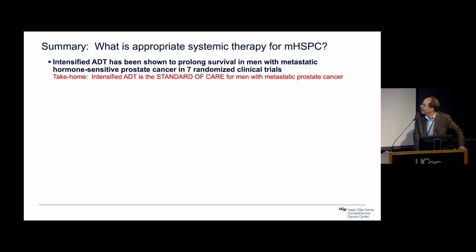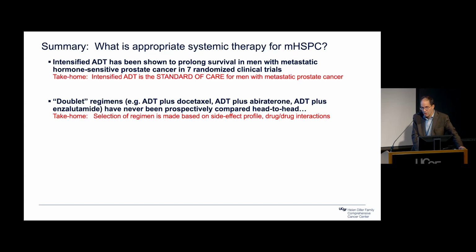So the summary: intensified ADT has been shown to prolong survival in men with metastatic hormone-sensitive prostate cancer now in 7 randomized clinical trials. Intensified ADT is the standard of care. We see people are not on it. Doublet therapy, meaning ADT plus drug X, treatment 2, whether it's taxotere or abiraterone or enzalutamide, they've never been compared head to head. So people often ask us, well, which one should I choose? And a lot of times it's just based on the side effect profile and unique features for that individual patient.